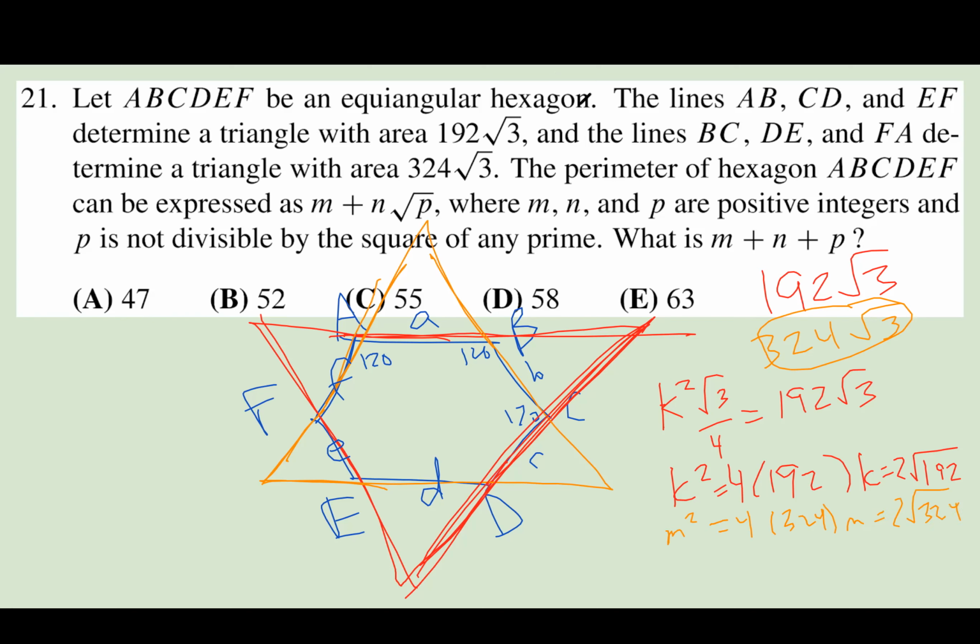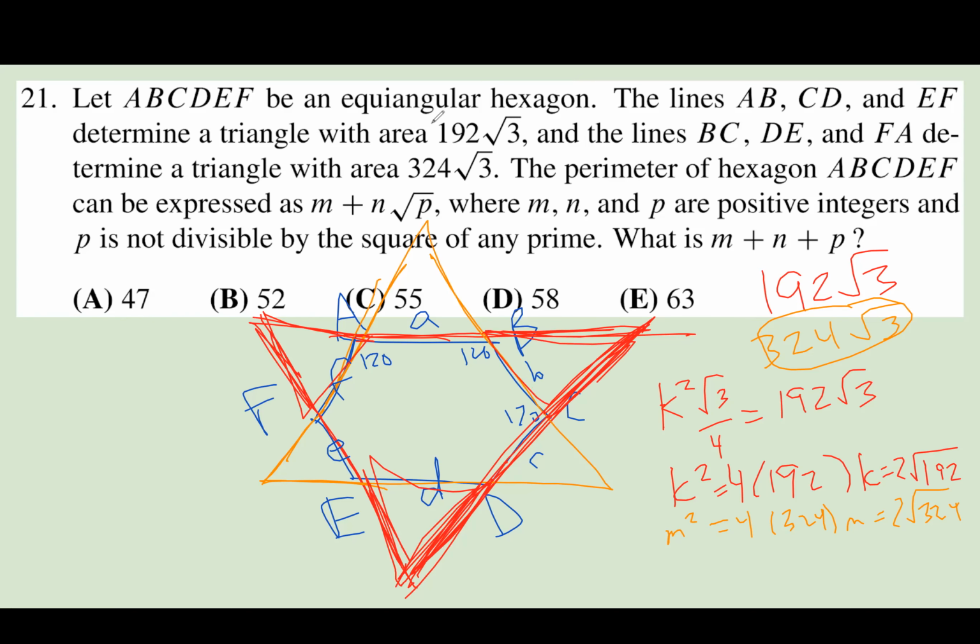Okay, so now we have expressions for the lengths of the sides of the orange and red triangles, but what the heck do we do with that? Well, let's think about it. The perimeter of the hexagon would be A plus B plus C plus D plus E plus F, right? And we know that, for example, this side equals this side equals this side, and this side, because each of these is an equilateral triangle.